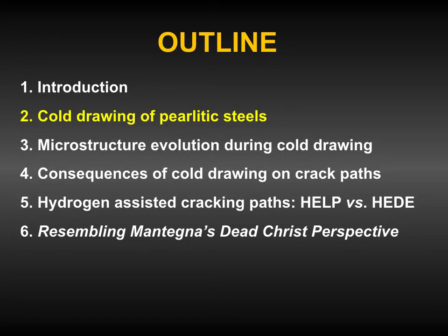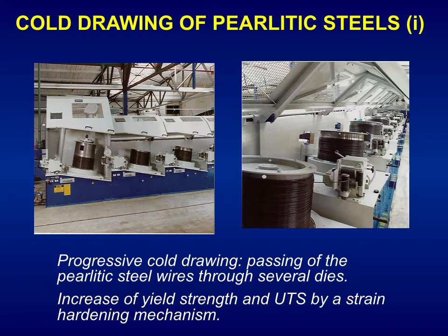Let's move to the second part of the presentation, a description of cold drawing of pearlitic steels. Cold drawing of pearlitic steels is produced by progressive cold drawing, which consists of passing the pearlitic steel wires through several dies. It creates a clear increase of yield strength and ultimate tensile strength by a strain hardening mechanism.